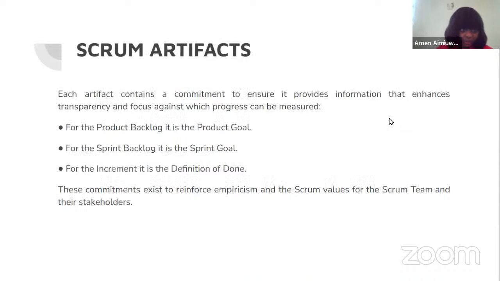Then now the Scrum artifacts. In Scrum, each artifact contains a commitment to ensure it provides information that enhances transparency and focus against which progress can be measured. Now in Scrum, we have three artifacts, which are the product backlog, sprint backlog, and the increment. The product backlog commitment is the product goal. That means the main focus in the product backlog is to reach the product goal. The main focus in the sprint backlog is to meet the sprint goal, while the increment is to make sure that all the product backlog items meet the definition of done.